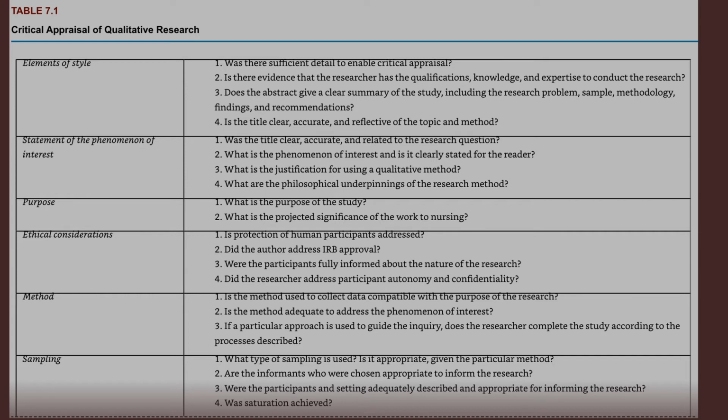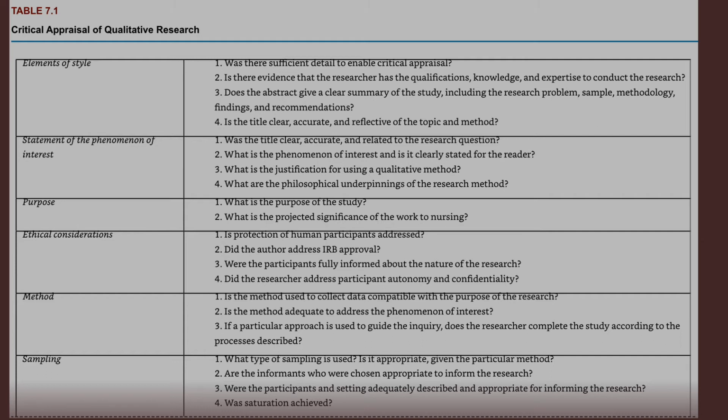You need to always look at the ethical considerations. Is protection of human subjects addressed? And it should always say that it was addressed and the status of that. So did the authors address IRB approval? Were the participants fully informed of the nature of the research, and did the researcher address participant autonomy and confidentiality?